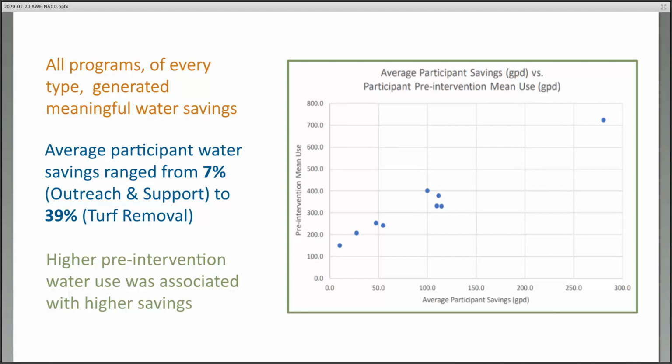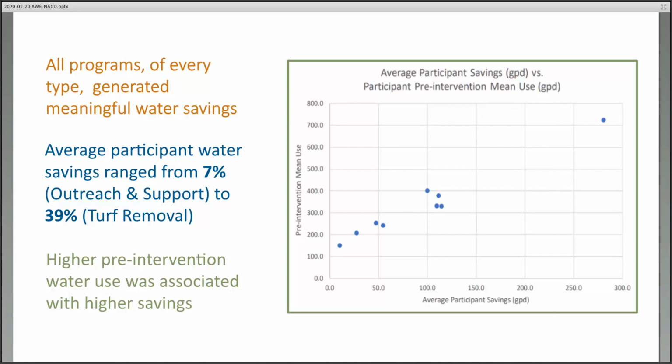And then something that might seem obvious but was still nice to see the numbers prove is that high water users are where you're going to get most of your savings. So if you are going to design programs like this, if you find the customers who have a lot of water use already, you'll likely get much more savings by targeting those customers.